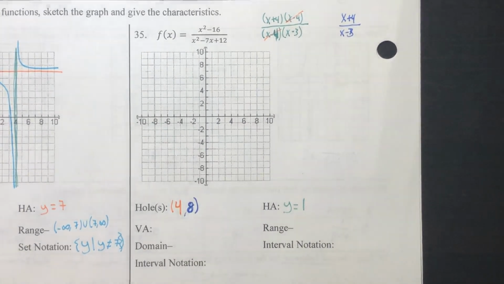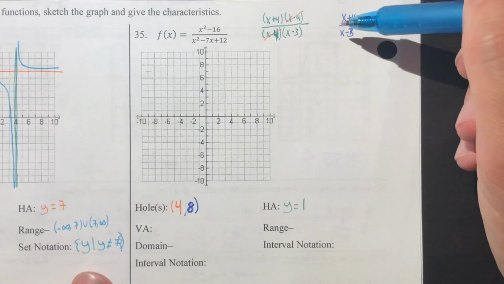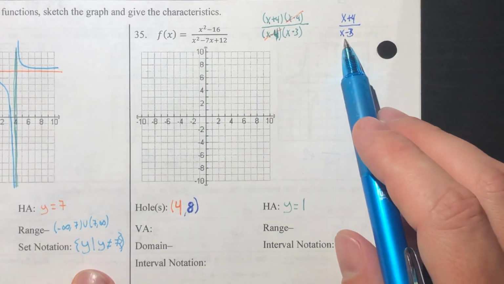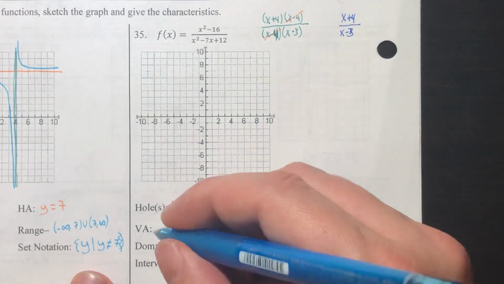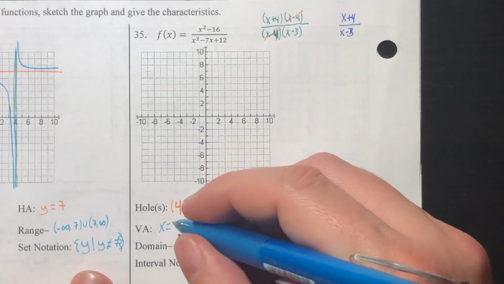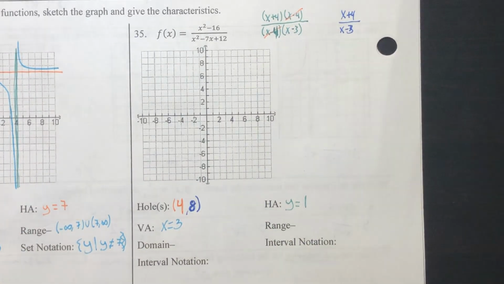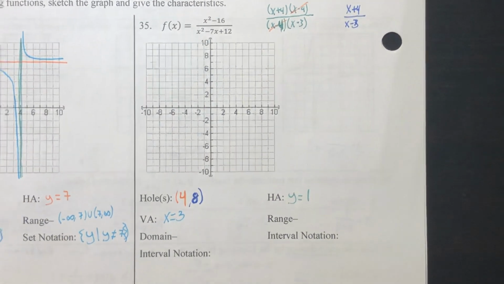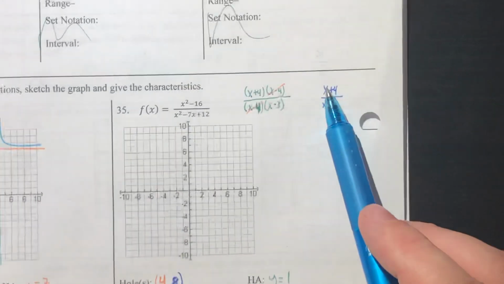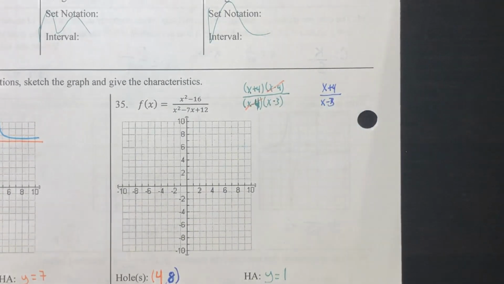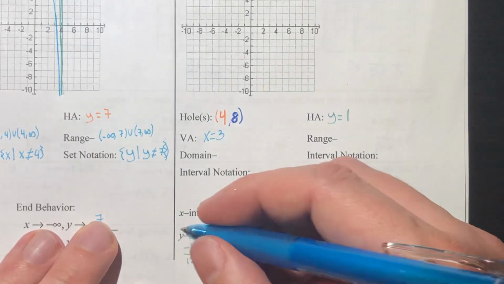A vertical asymptote is what makes your denominator 0. So what makes x minus 3 0? What value for x? Well, that would happen if x equaled 3. And an x-intercept is what would make the top equal 0. So x plus 4 equals 0 when x is negative 4.